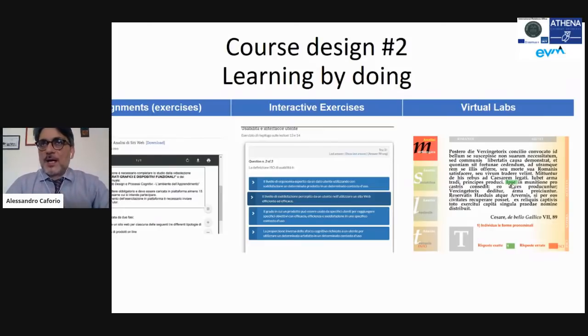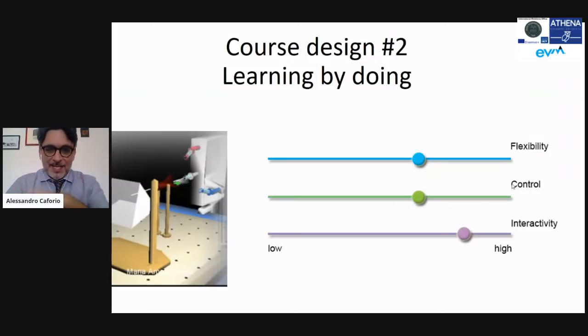Of course, virtual labs are expensive and you cannot improvise them, but there is a solution also for this. Of course, learning by doing, so asking students to put into practice the theoretical knowledge they probably acquired using video lectures or texts or live lessons, has a higher grade of interactivity and less flexibility and control for the student, because usually these assignments or these virtual labs specifically need to run on a computer and not just on a smartphone, or if they are apps, you need the smartphone but not the computer.